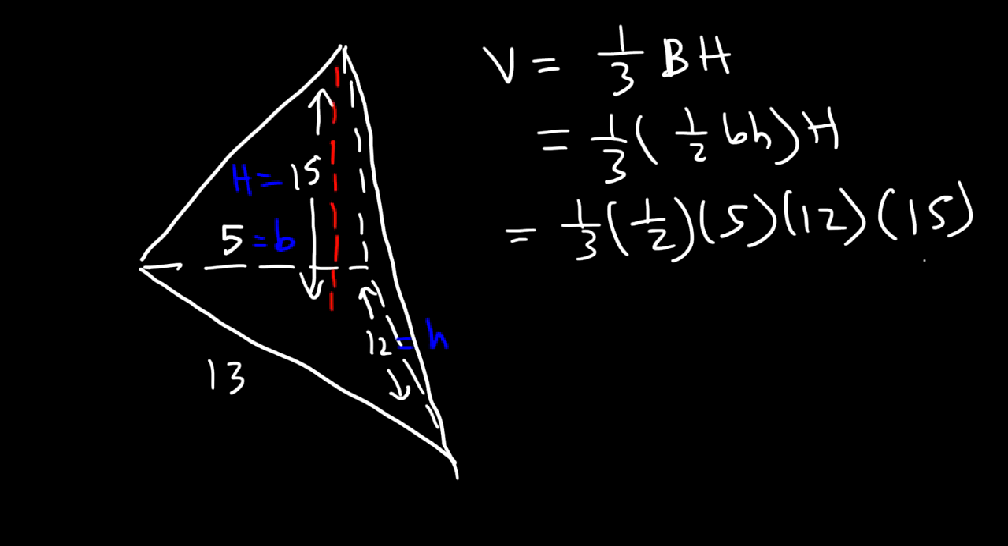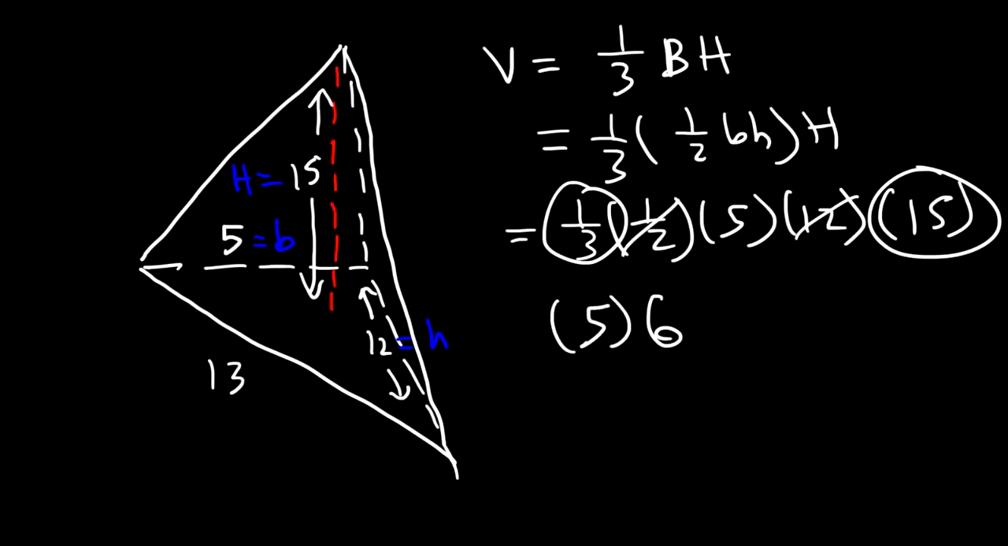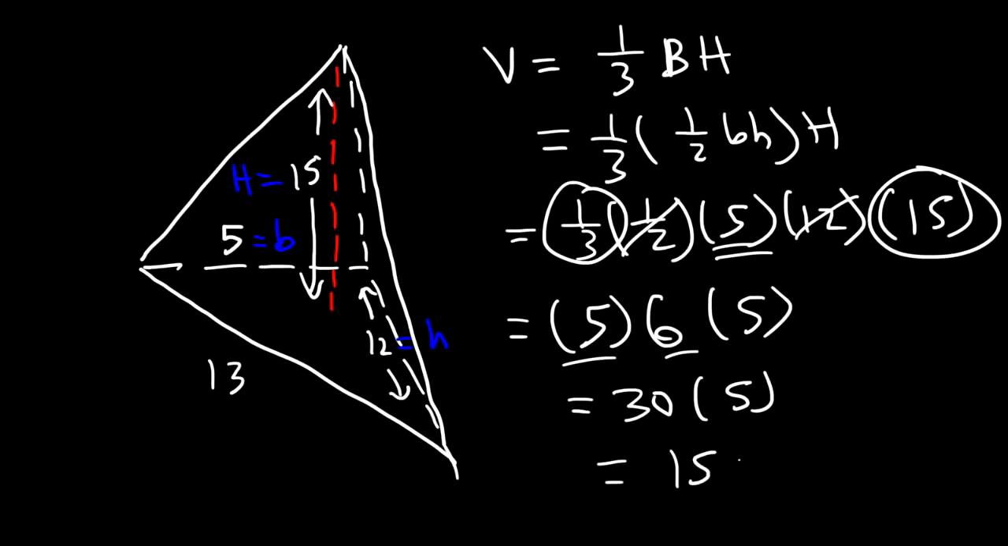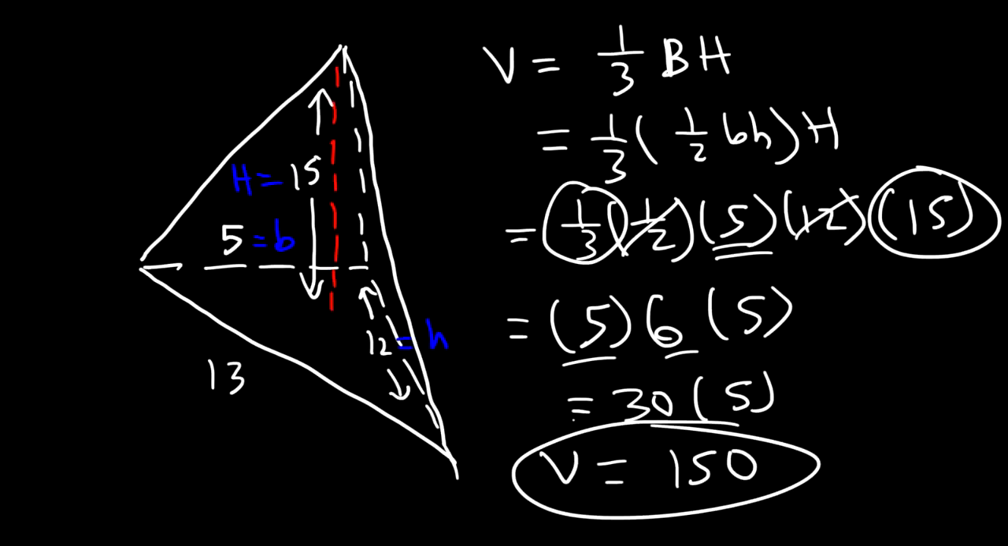So let's see how we can do the math here. 1/2 of 12 is 6. So now we don't have to worry about those two numbers anymore. 1/3 of 15, or 15 divided by 3, that's 5. And we still have another 5 to deal with. Now 5 times 6 is 30, and 30 times 5 is 150. So the volume is 150 cubic units. So now you know how to find the volume of a triangular pyramid.